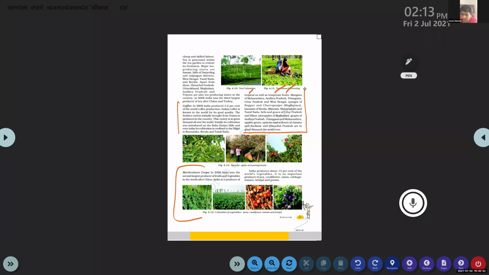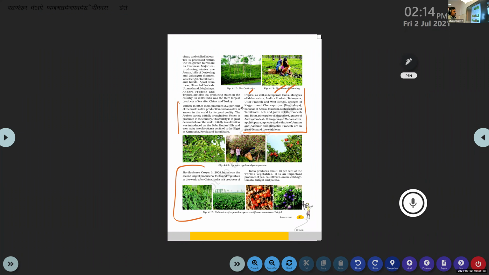And oranges of Nagpur in Maharashtra. Cherrapunji, that's in Meghalaya. So oranges are from Maharashtra and Meghalaya, Nagpur and Cherrapunji. Okay, next one. Bananas of Kerala, Mizoram, Maharashtra, and Tamil Nadu. These states are famous for producing banana. Litchi and guava of Uttar Pradesh and Bihar. Uttar Pradesh and Bihar are famous for litchi and guava production. Okay. Pineapples from Meghalaya. Grapes of Andhra Pradesh, Telangana and Maharashtra. Grapes basically from Andhra Pradesh, Telangana and Maharashtra.